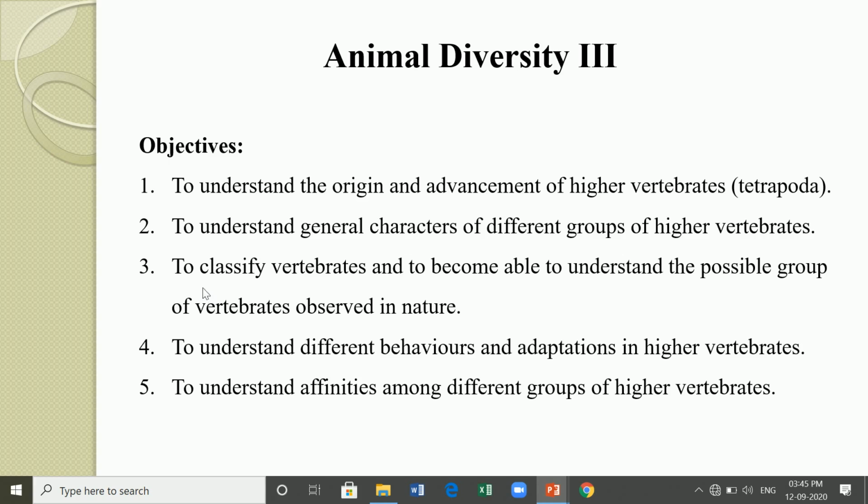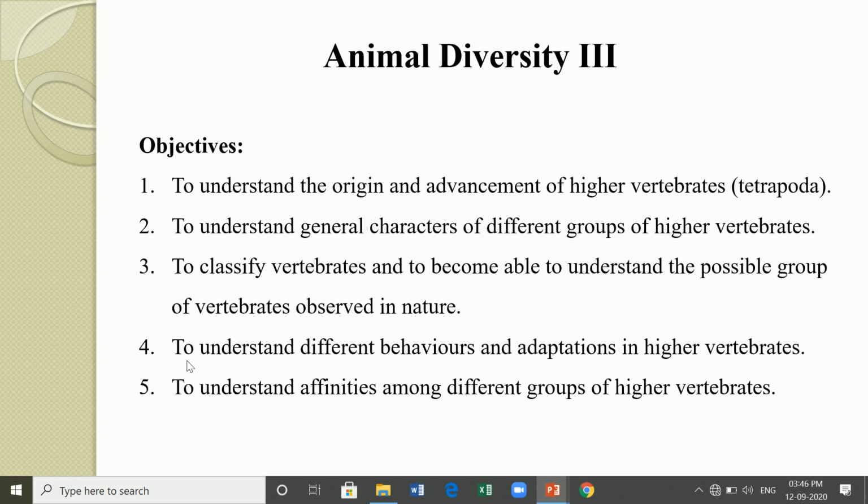Then the third objective is to classify vertebrates and to become able to understand the possible groups of vertebrates observed in nature. So after completion of this syllabus, you will be able to classify vertebrates grossly into different groups when you spot any vertebrate animal in nature.